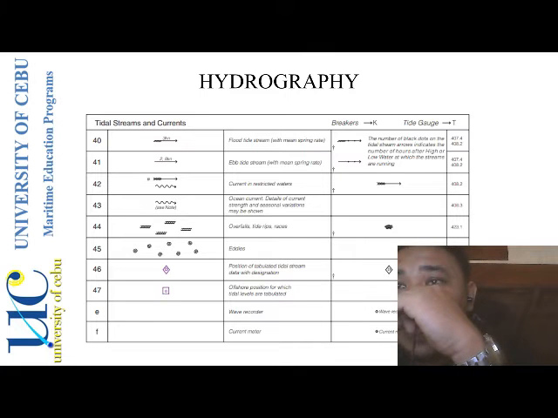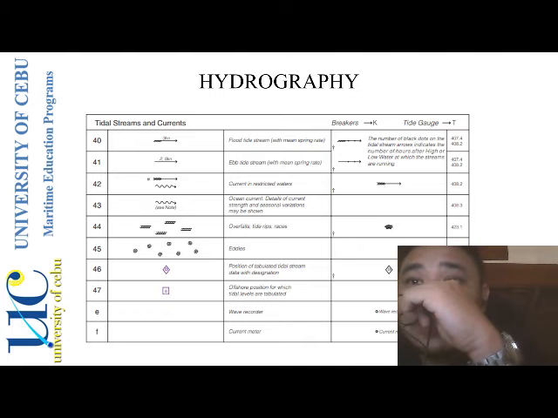So the number of the black dots on the tidal stream arrows indicates the number of hours after high or low water at which the streams start running. So this is the logo of 2.8 knots. So this is the ebb tide stream with mean spring rate. So this is the logo number 42. So this is the logo. It is current in restricted waters. Number 43. So this is the ocean current, details of strength and seasonal variation may be shown.